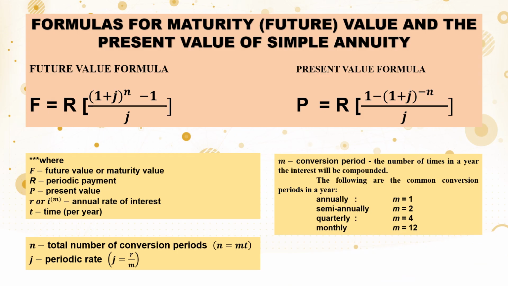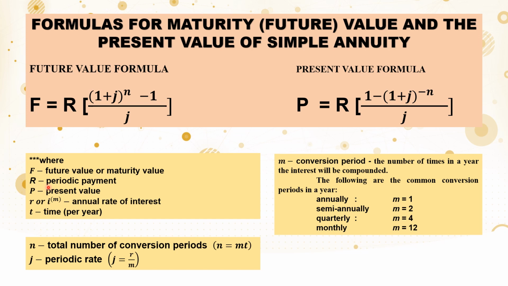Let's solve the formulas for maturity or future value and the present value of simple annuity. So for future value, we have F equals R times the quantity 1 plus j raised to n minus 1 over j. And for present value, we have P equals R times the quantity 1 minus the quantity 1 plus j raised to negative n over j, where F now is the future value or maturity value.